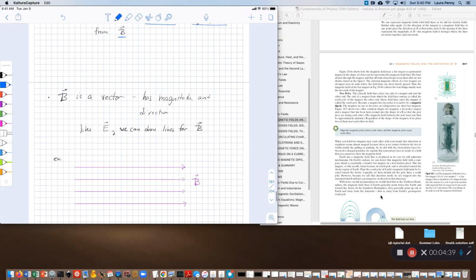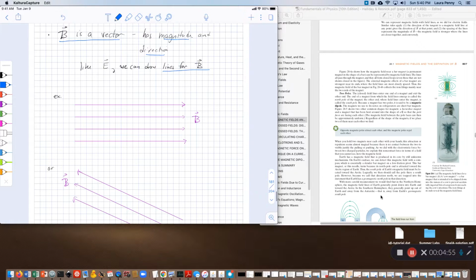So again, magnetic field is a vector. That means it has a magnitude and a direction. And like we had for the electric field, we can draw magnetic field lines. So here's just an example of some magnetic field lines.